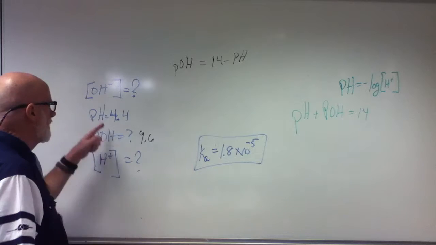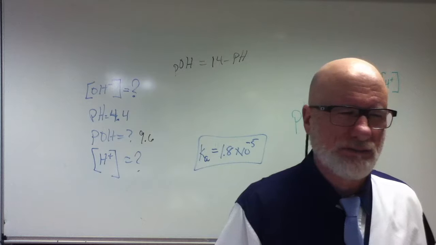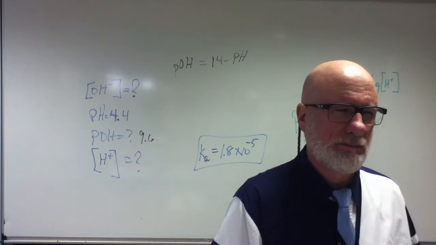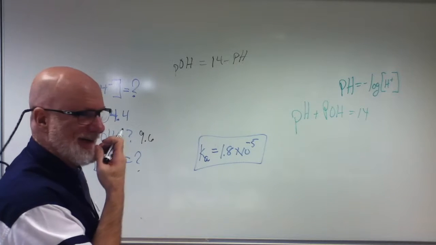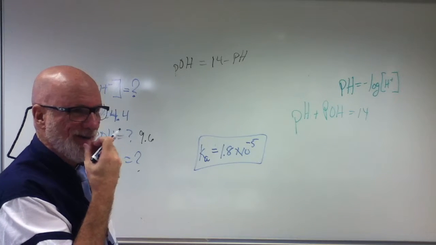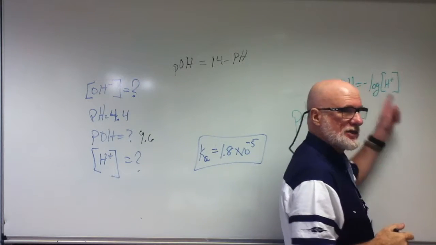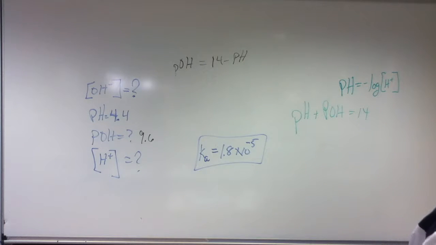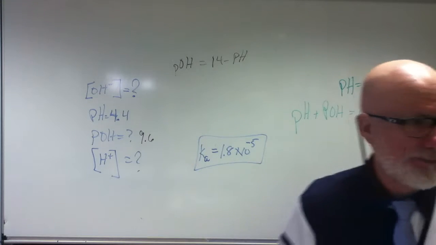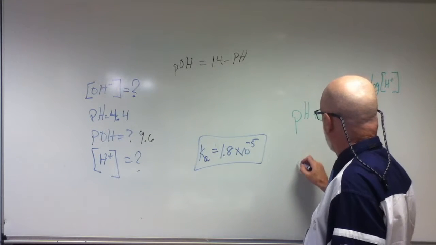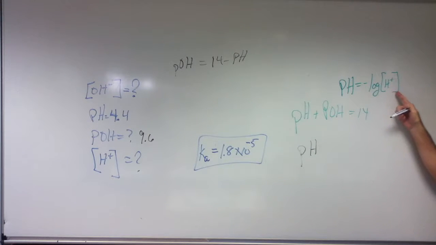9.6. Okay, good. And how do you get the hydronium ion concentration from the pH? How do you do that? Put the negative on the one side and then 10 to the power of that number. In other words, if you raise both sides of the equation to what? Right, so I want to raise that to what?